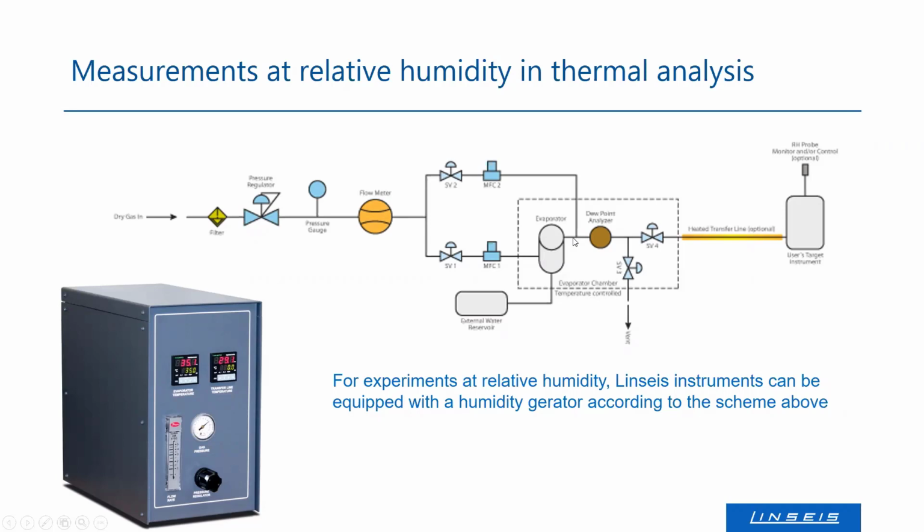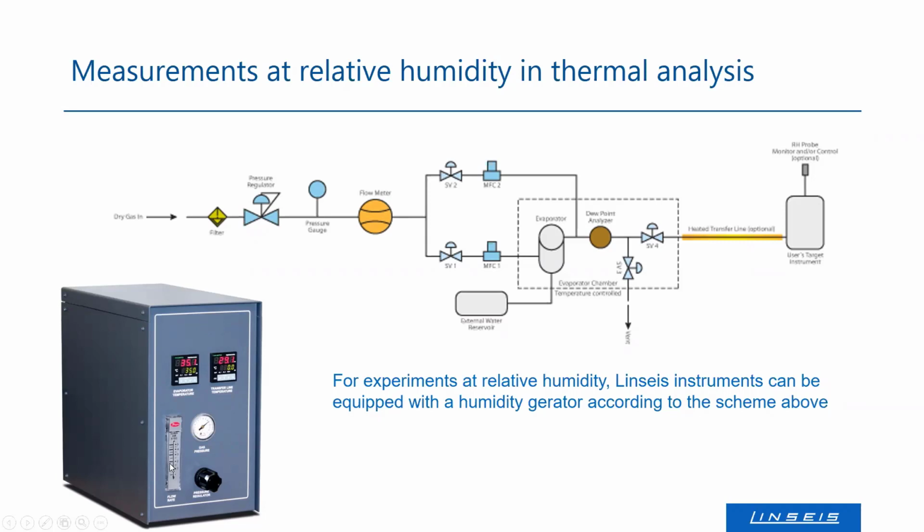This wet gas goes through a dew point analyzer. There is a sensor that actually measures the temperature of the gas, and it also measures the saturation of humidity. So this little box shows you the temperature of your gas and also the humidity level. Then it has a bypass valve to get rid of the water if there's condensing water. And it has a valve that goes into a heated transfer line that comes out of this box. So here we are getting out of the box. Out of the box, you have a heated transfer line that goes into a thermoanalysis instrument or wherever you want to use that controlled humidity gas. This is what this humidity generator does.